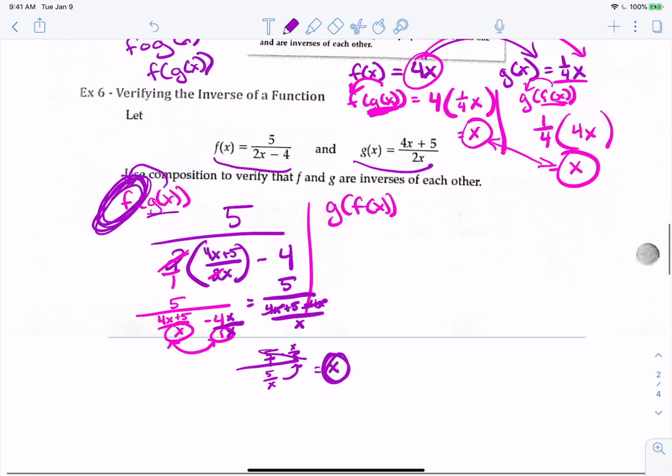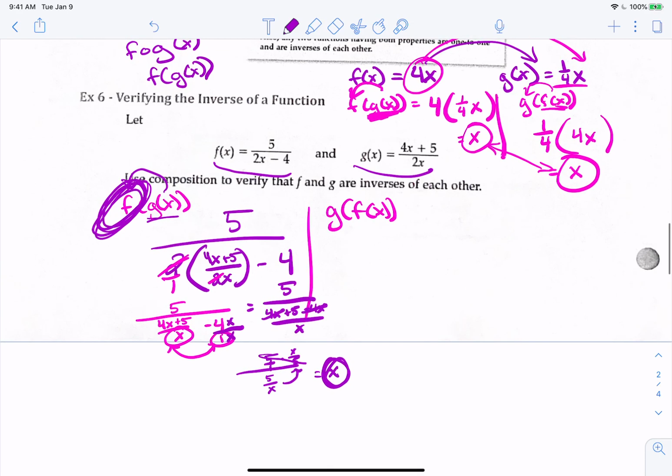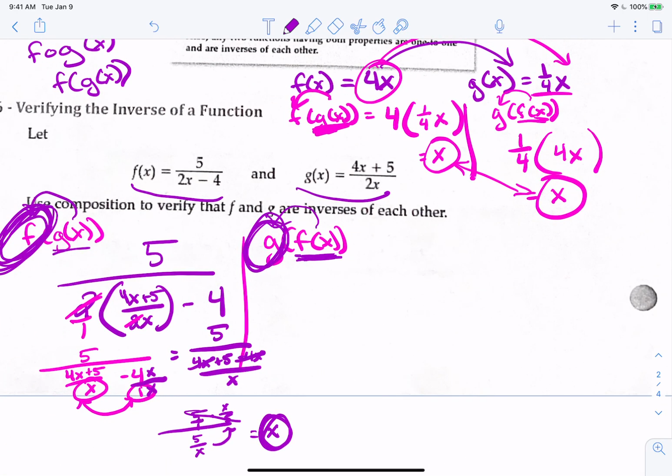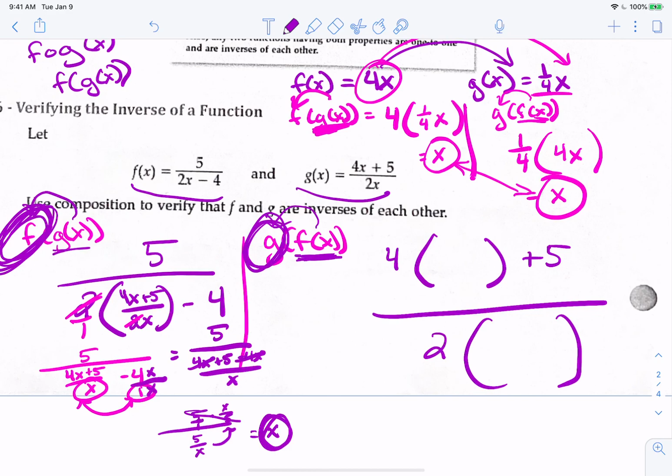But I think the other side is easier. Is the other side easier? Oh my gosh, this is craziness. We'll see how ugly it is first. So now we're taking f of x and plugging it into g of x to start with. So g is my outside function. I have 4x plus 5 over 2x, but in place of the x's, I'm putting the other stuff: 5 over 2x minus 4. Wow.